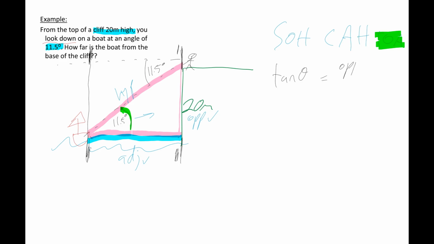So the first thing I do is write down the rule. Tan theta equals opposite over adjacent. Then I sub in: tan 11.5 degrees equals 20 over adjacent. And then, because the adjacent's on the bottom, this is how I end up solving it. I move the adjacent out to this side of the equal sign, and I swap the tan 11.5 underneath. So now I just have to solve that.